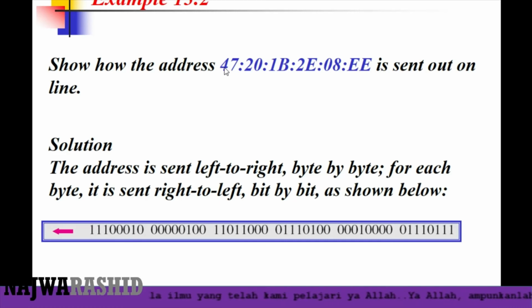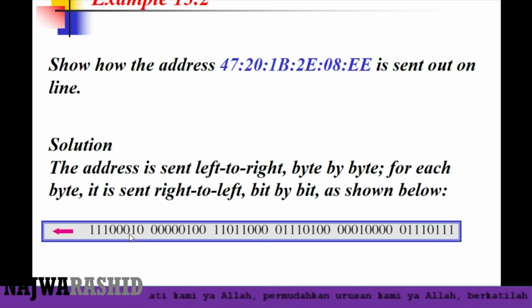Okay, for this example, let's convert this 47. 47 is equal to 0100 0111. So it will send this first byte first, and it will send from the right to the left. So the right side is 7. So 7 is equal to 0, 1, 1, 1, so it will send 1, 1, 1, 0. And then 4 equal to 0, 1, 0, 0. So it will send 0, 0, 1, 0, 0, 0, 1, 0.